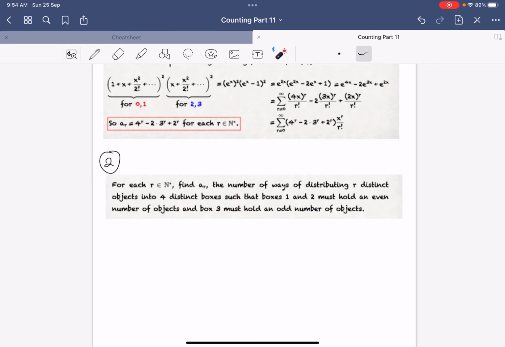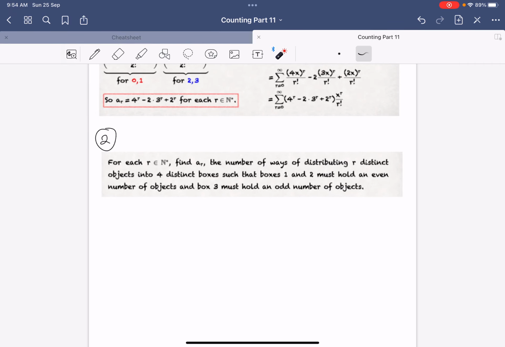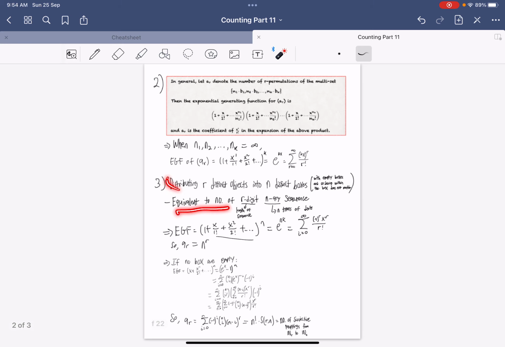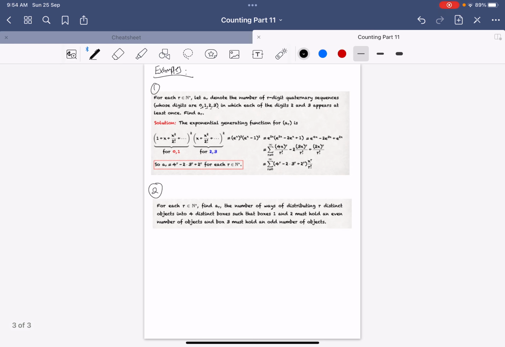Now I'll do one example with you. So let's say we want to distribute r distinct objects into 4 distinct boxes. As we have said earlier, it is equivalent to creating the number of r-digit n-ary sequences. So it means we want to distribute r distinct objects, meaning r-digit quaternary, because there are 4: 0, 1, 2, or 3. The digits represent the different boxes.